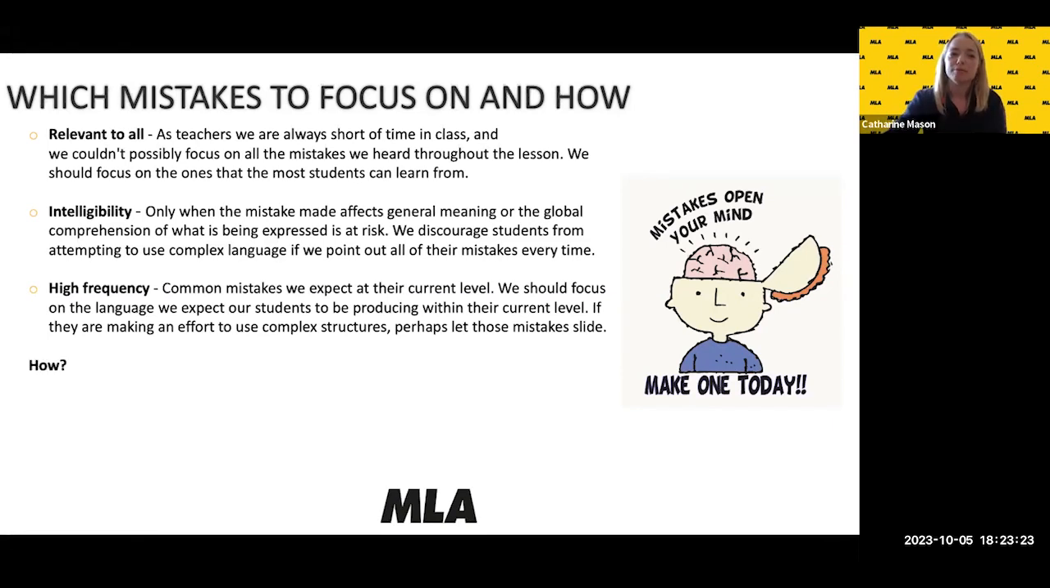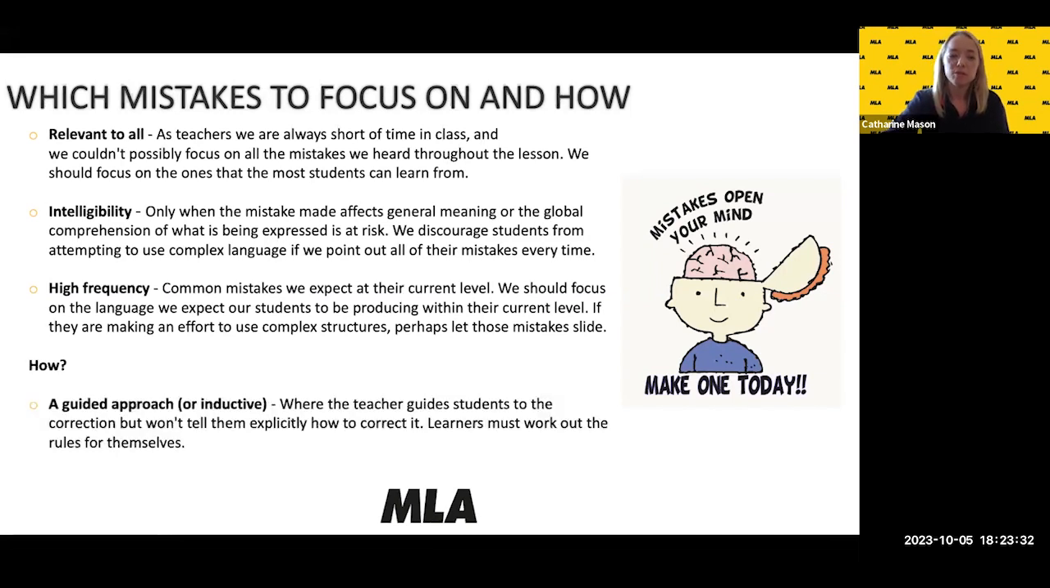So how? Now we're going to have a look at lots of different techniques of error correction. And all of the techniques that we're looking at have this guided approach. So what is a guided approach to error correction? Where the teacher guides students to the corrections, but won't tell them explicitly how to correct it. Learners must work out the rules for themselves.